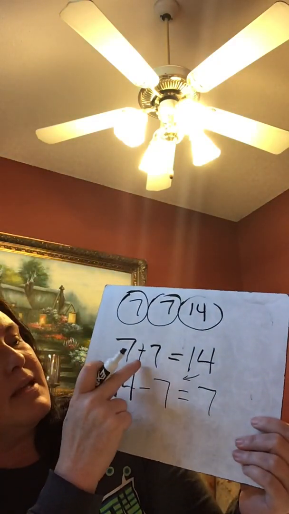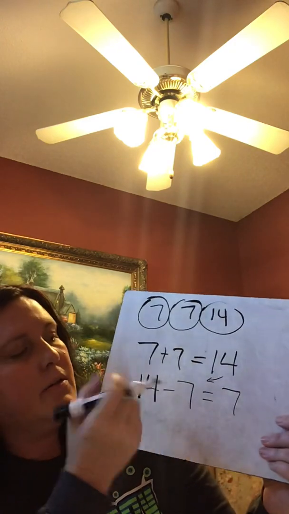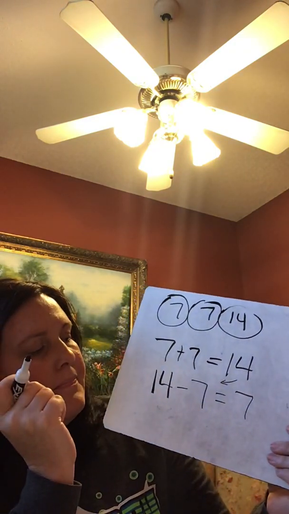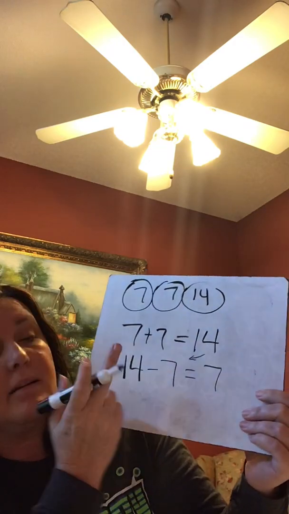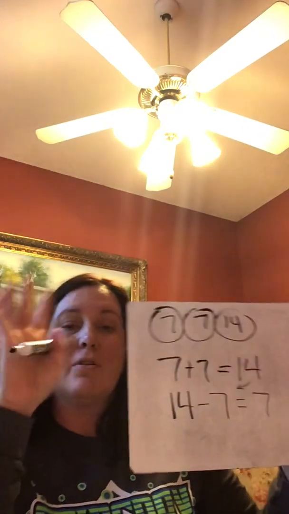Okay? Remember, we talked about there's no reason to write 7 plus 7 again, right? You only need to write it one time. And there's, again, no reason to write 14 minus 7 again. Usually fact families are 4 math sentences, but when you're working with doubles, only 2, okay? Because there's no reason to rewrite it.